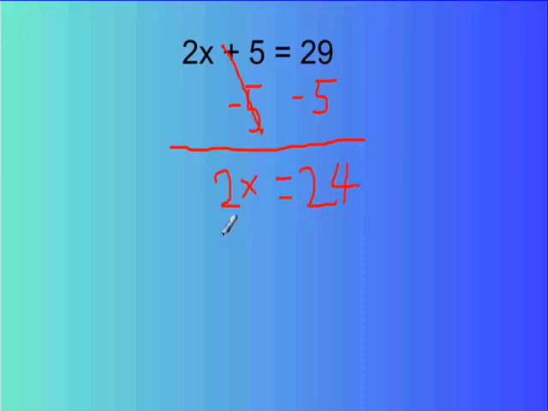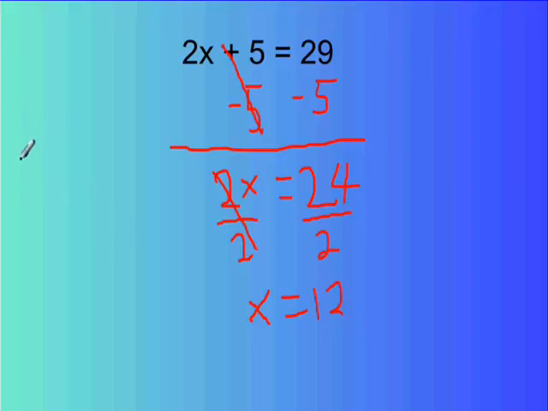The inverse of multiplication is division, so we have to divide by 2 to isolate the variable. And remember, do the same on the other side. Now we have x equals 12.